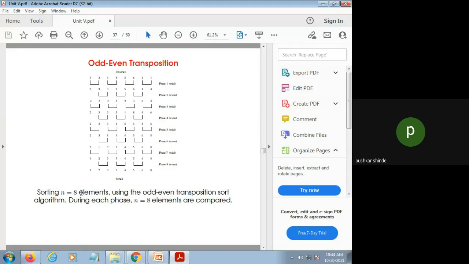So sorting n equal to 8 elements using the odd even transposition sort algorithm, during each phase n equal to 8 elements are compared. So 8 elements get compared in each phase, odd phase and even phase.